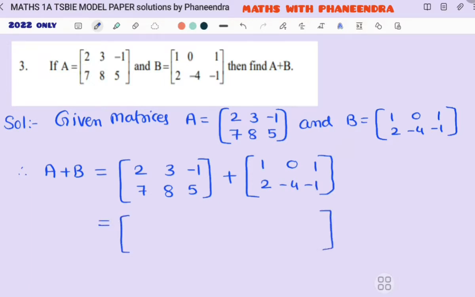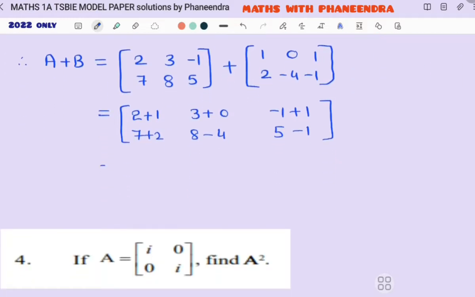So corresponding elements you have to add: 2 plus 1, 3 plus 0, minus 1 plus 1, 7 plus 2, 8 minus 4, 5 minus 1. Which is equal to 2 plus 1 is 3, 3 plus 0 is 3, minus 1 plus 1 is 0, 7 plus 2 is 9, 8 minus 4 is 4, 5 minus 1 is 4. Therefore, A plus B is equal to.